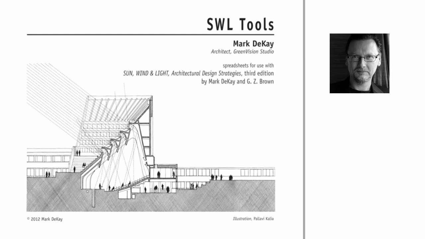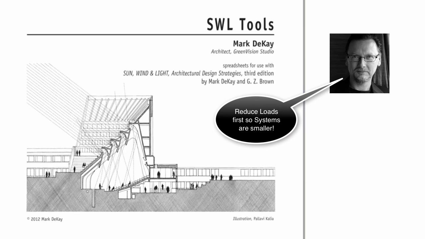As you know, if you saw the first video, the SWL Tools spreadsheets support the use of the methods and tools in Sun, Wind, and Light 3rd edition. We've said that the 3rd edition is focused on net zero and plus energy buildings. This energy balance in a building is a balance between the building's energy use and its energy production. So first we'll spend a good bit of time understanding and reducing the energy loads so that the green energy supply system, such as PVs, will be as small as possible.